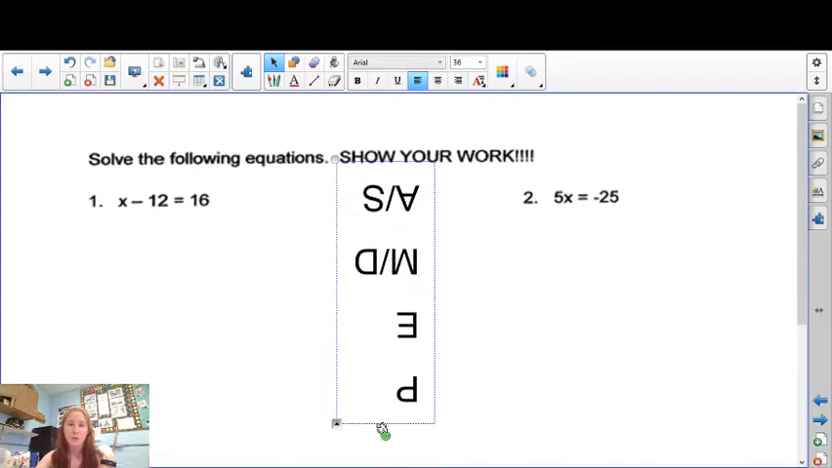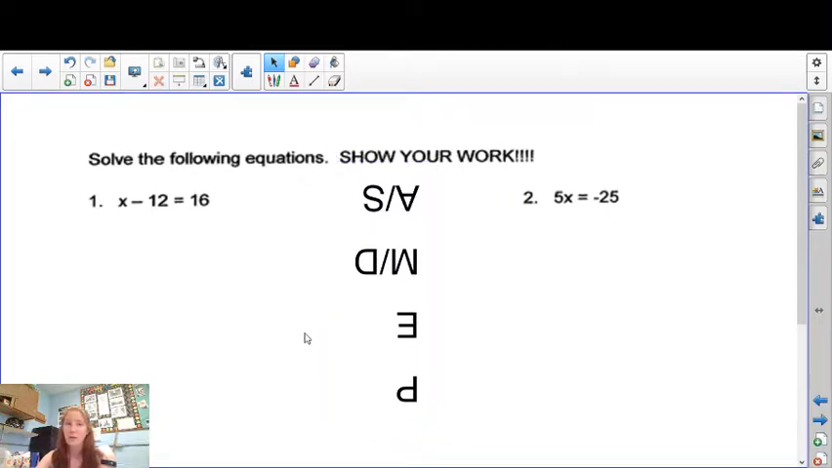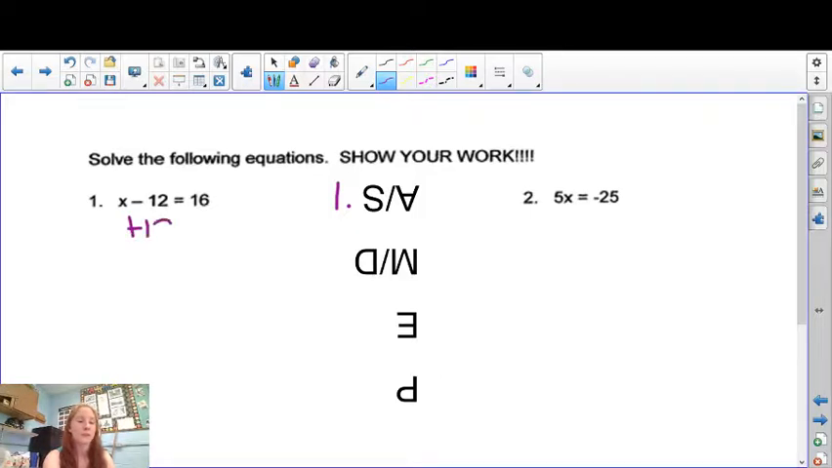Now, when we go to solve them, we're going to go backwards. So we need to remember that we're going to undo our addition or subtraction first, since it's now in the number one spot. So on problem number 1, I identify that I have subtraction going on. So to undo subtraction, or the inverse, I'm going to add 12 to both sides. This causes this 12 to disappear, and I have x is equal to 28.